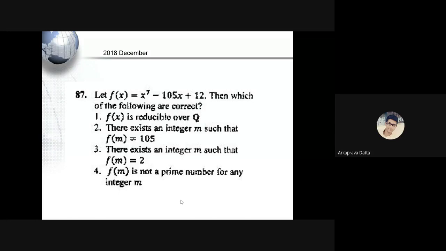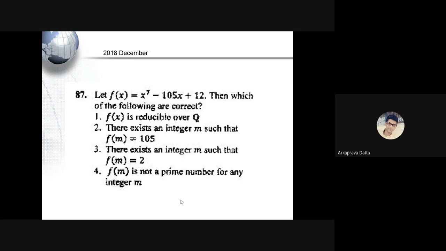Sir, option 2 is false. Why false? Sir, we can say it with the help of number theory that x to the power 7 minus 105x is always even, and 12 is even, so that can't be odd. Yes, x to the power 7 minus 105x. How can you say that this is always even?